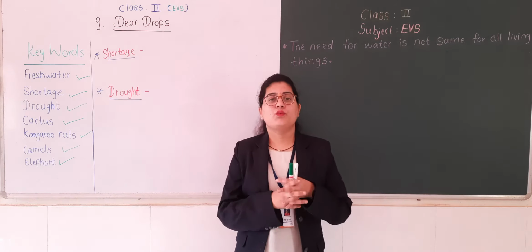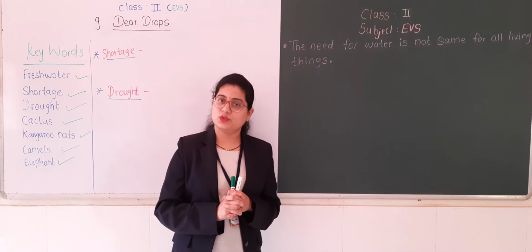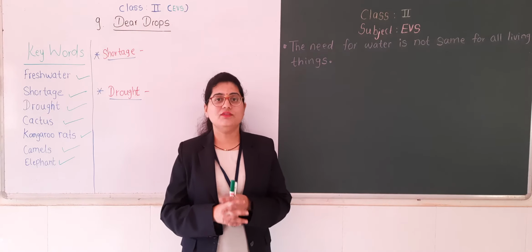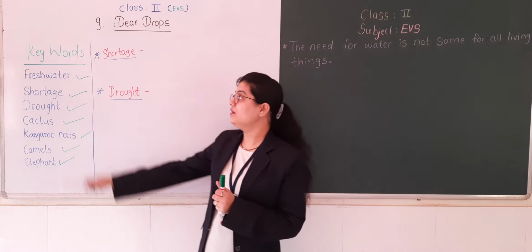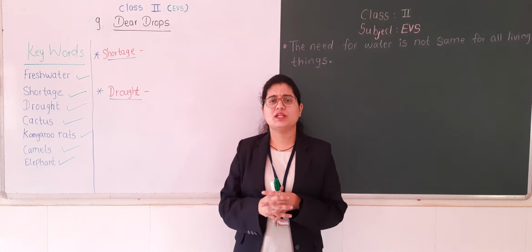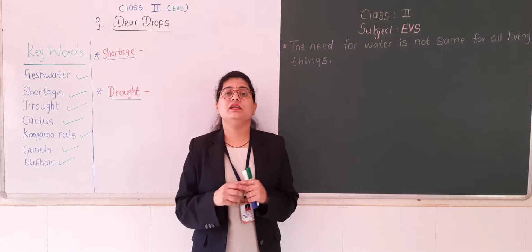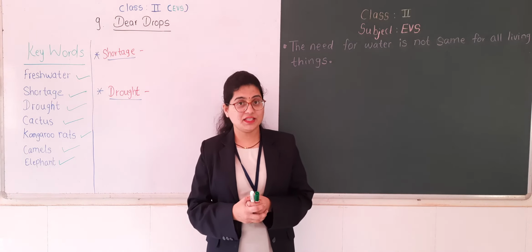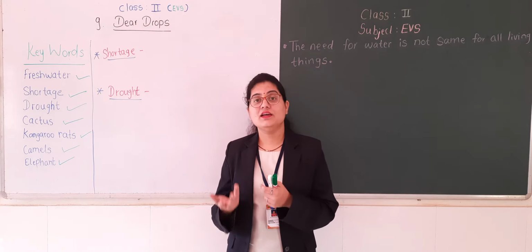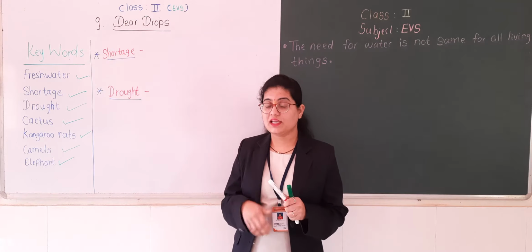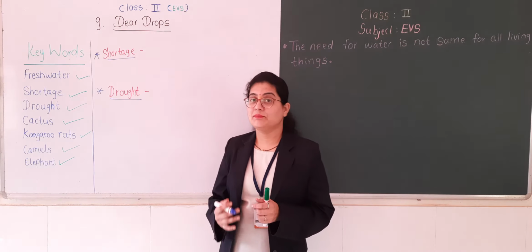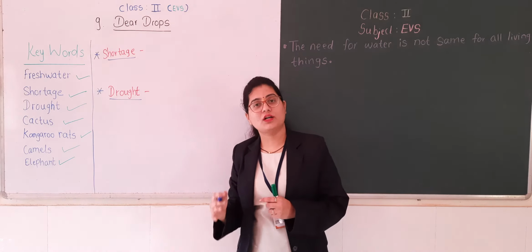Now tell me, which is the main source of water? Do you know that? Yes, the main source of water is rain. We all get water from rain. That water is called fresh water, the water which we get from rain. Alright, students, now tell me, what will happen if we do not have rain? Yes, if there is no rain, then we may have less water, or we will not get enough water to use. It means we have shortage of water.